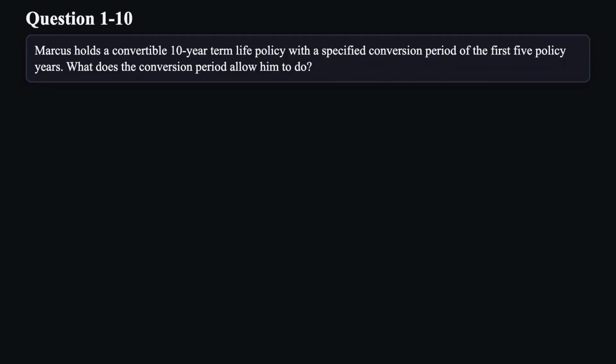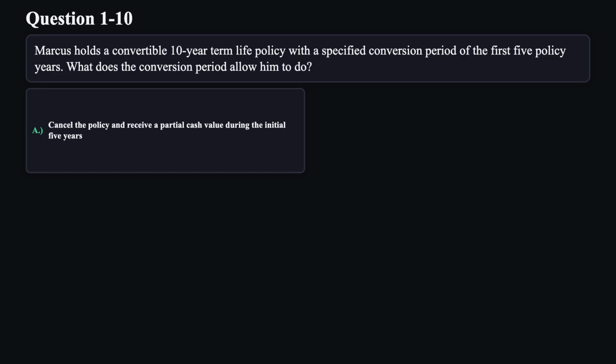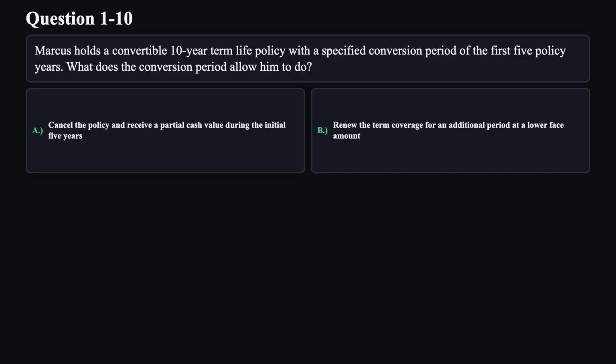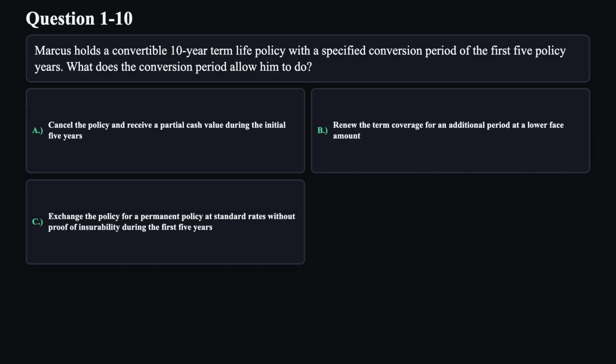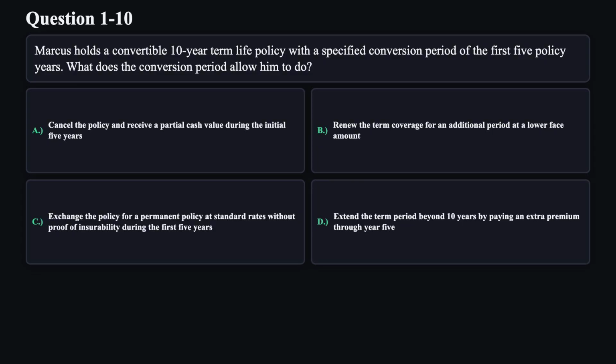Question 10. Marcus holds a convertible 10-year term life policy with a specified conversion period of the first 5 policy years. What does the conversion period allow him to do? A. Cancel the policy and receive a partial cash value during the initial 5 years. B. Renew the term coverage for an additional period at a lower face amount. C. Exchange the policy for a permanent policy at standard rates without proof of insurability during the first 5 years. D. Extend the term period beyond 10 years by paying an extra premium through year 5.